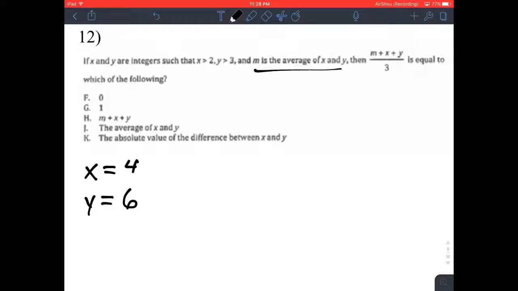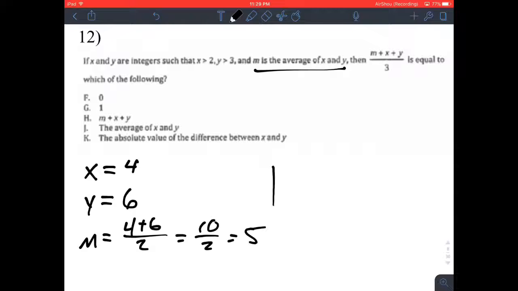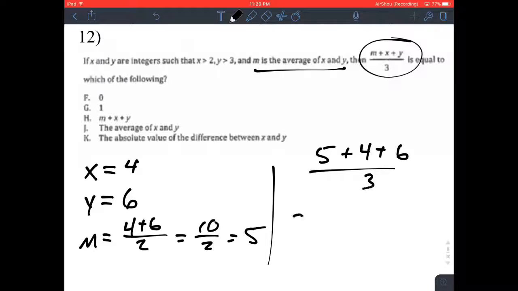M is the average of those. Well, the average is 4 plus 6 over 2, which is 10 over 2, which is 5. Then we got to figure out what this is equal to. M, which is 5, plus x, which is 4, plus y, which is 6, divided by 3. 4 plus 6 is 10, plus 5 is 15. 15 divided by 3 is 5. So we're looking for 5 for the answer.